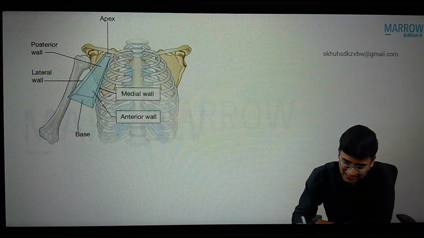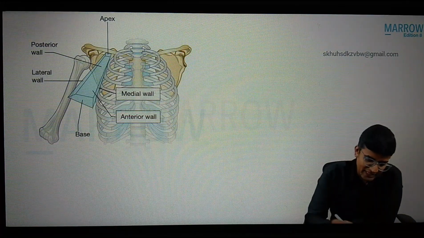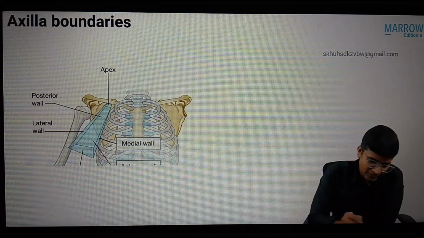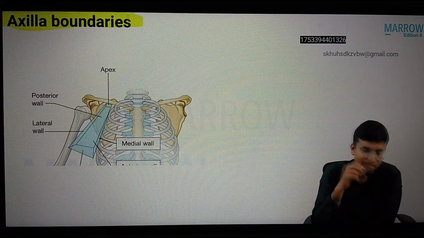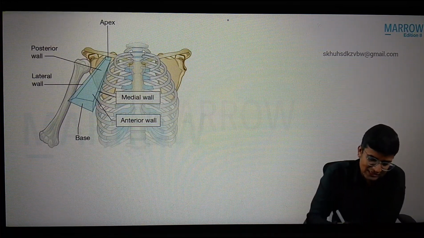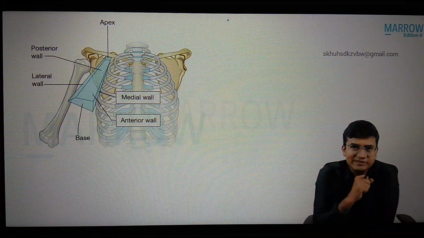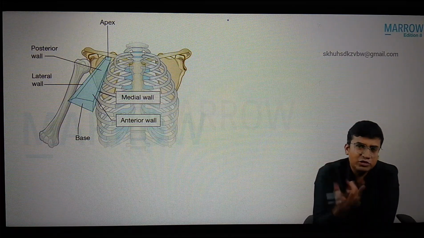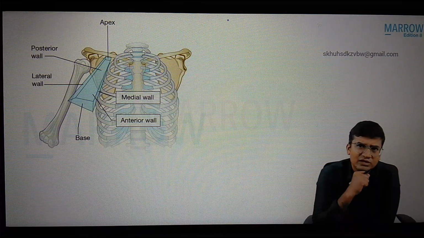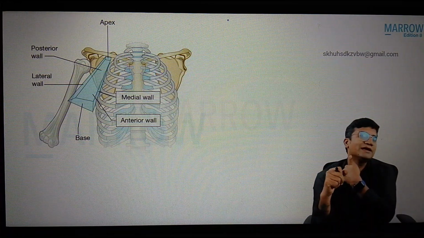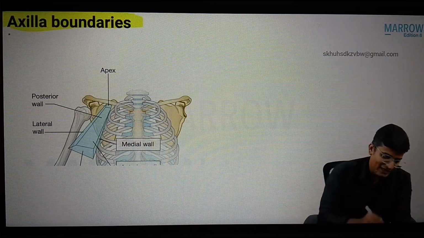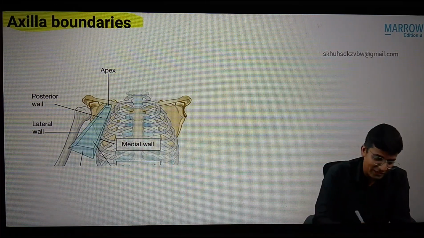Now last thing, we're going to see the axilla. So axilla boundaries, yes, we're going to discuss, and then we can start the brachial plexus. Okay. Now what is axilla? See, axilla is nothing but one small space. All the neurovascular structures to the upper limb come from the neck only. So neurovascular structures from the neck go to the upper limb via axilla. That is why axilla boundaries are very important.